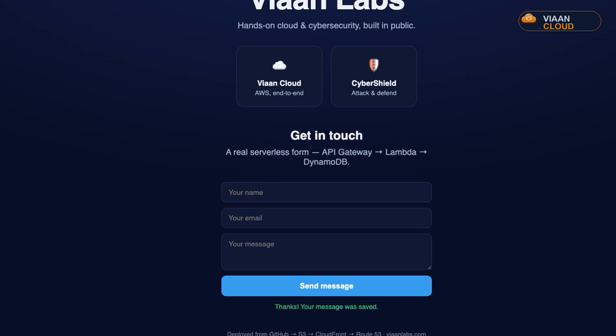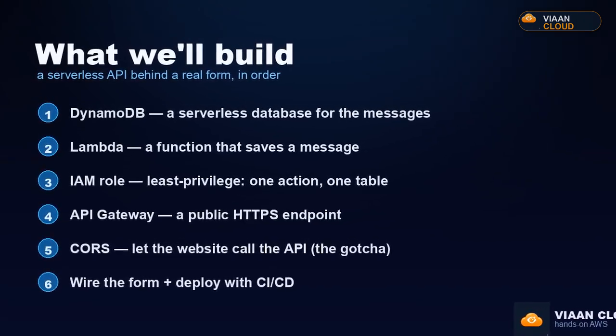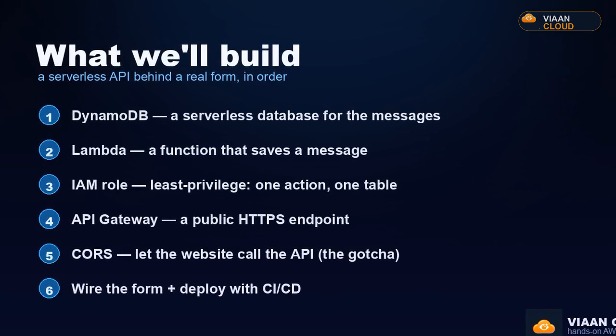Let me show you the 4 pieces that make it work. Here is the plan in order. 1. A database to store the messages using DynamoDB. 2. A function that saves a message using AWS Lambda. 3. A secure permission, an IAM role, so the function can only do that one thing. 4. A public web address for it using API Gateway. Then we handle a famous browser gotcha called CORS, wire up the form on our site, and deploy it with the same automatic pipeline from last time. 4 pieces, 1 serverless API. Let's start with the database.